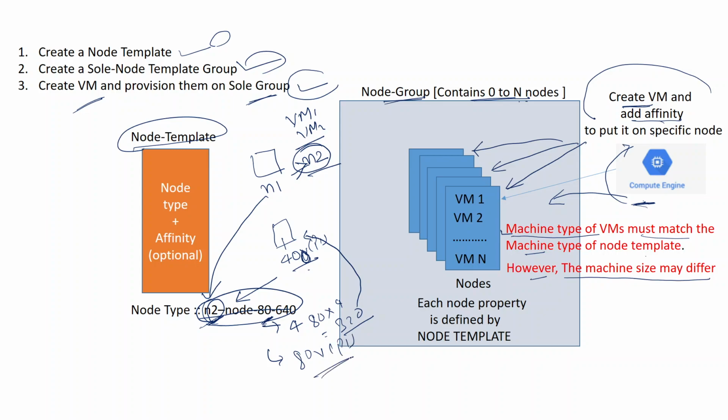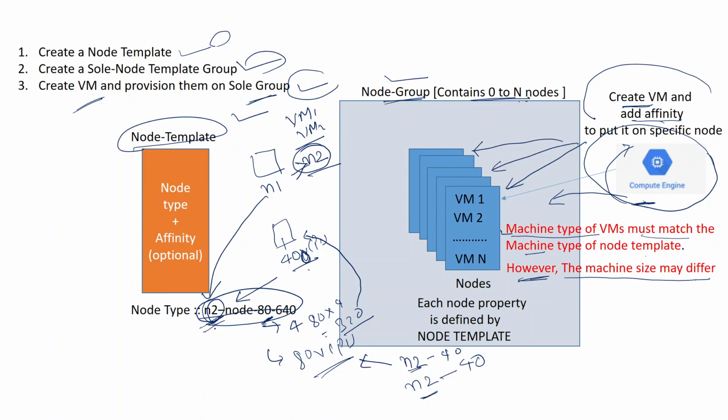To digest this, we can place here 2 virtual machines of type N2. The type should not differ, it should be N2, but it can have vCPUs of 40 and 40. So this is what it tells: however, the machine size may differ. I think the point is clear to you by now: what is the node template, what is the node group, and how we create the virtual machines and how they get associated with a particular node.